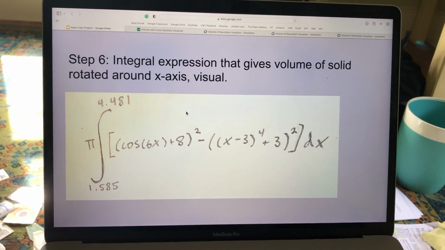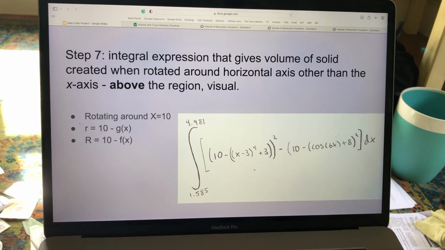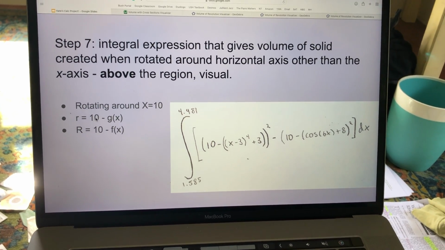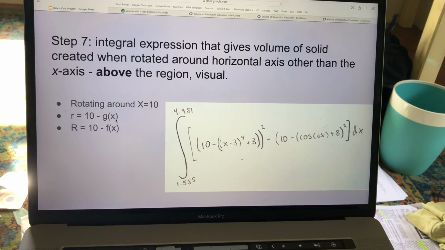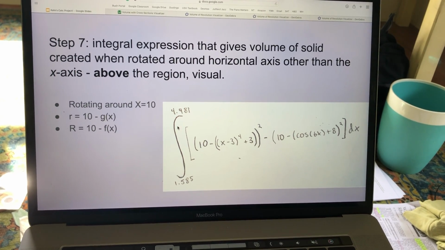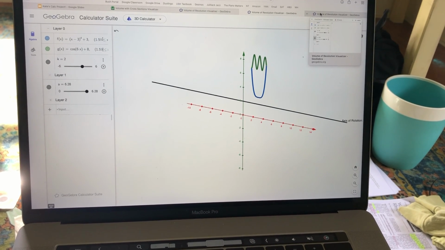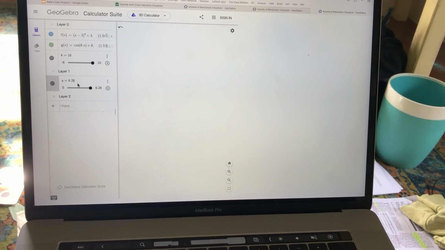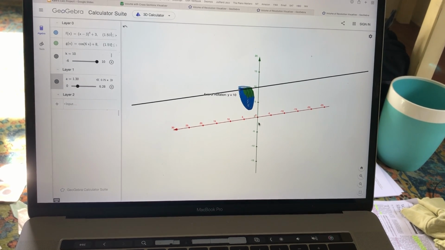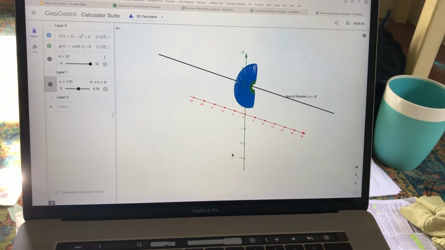Okay, next, I've rotated around a horizontal axis that is above the region. So for this I did y equals 10, and so the small radius in that washer shape would be 10 minus g of x, and the big radius from the top function to the bottom would be 10 minus f of x. So that's the outside radius. It's rotated around the axis, there it goes. Okay, you get the gist.